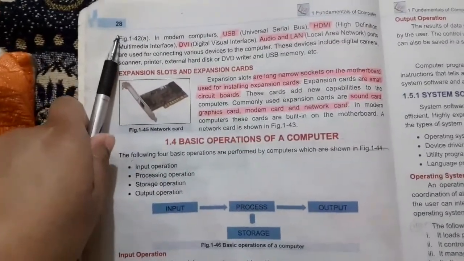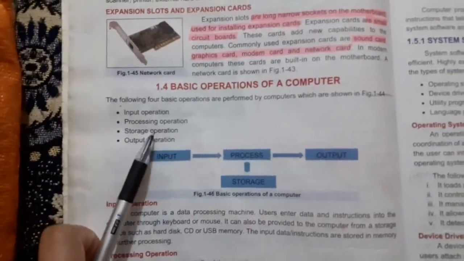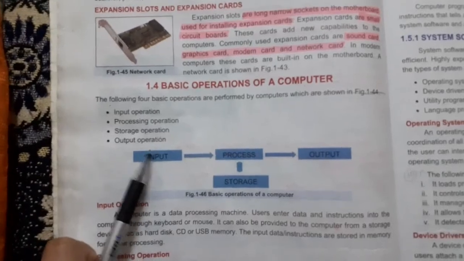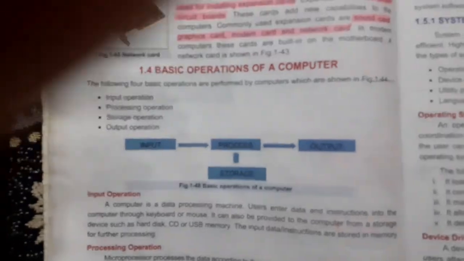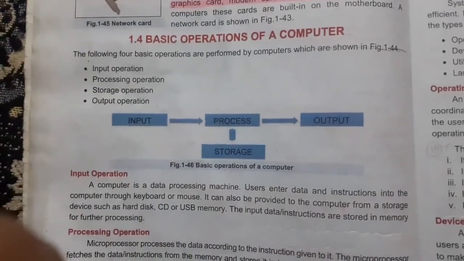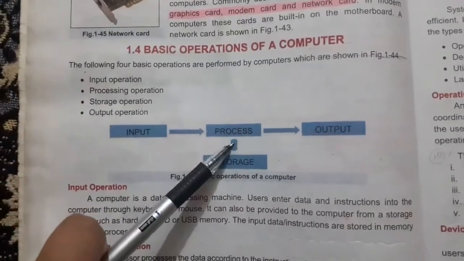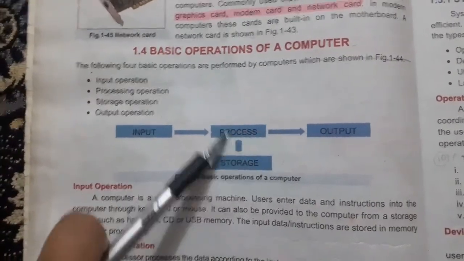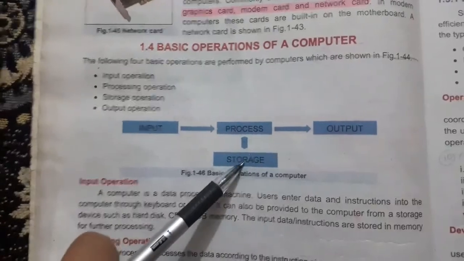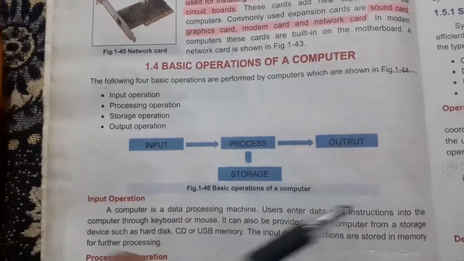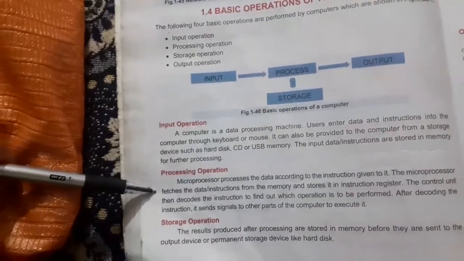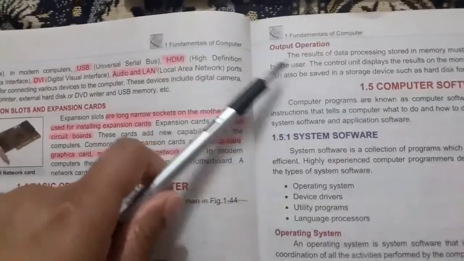On page number 28, topic basic operations of a computer, you can see in the book input operations, processing operations, storage operations, and output operations. Here is also one diagram given. You can see the diagram also. Input is going for processing, then when the processing is done, it sees whether it has to store information or not. Then after all this process, it gives you an output. This is the simplest diagram of basic operations of a computer. Then we have discussed the input operations, processing operations, storage operations, and output operations.